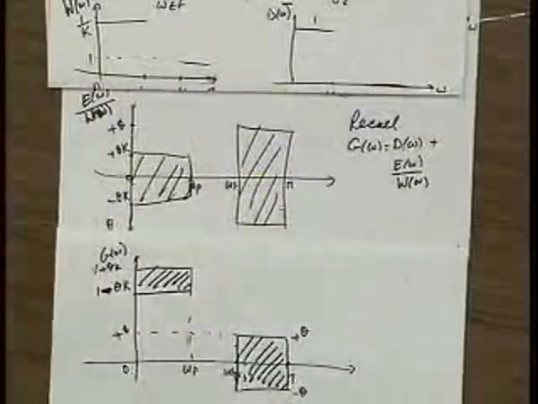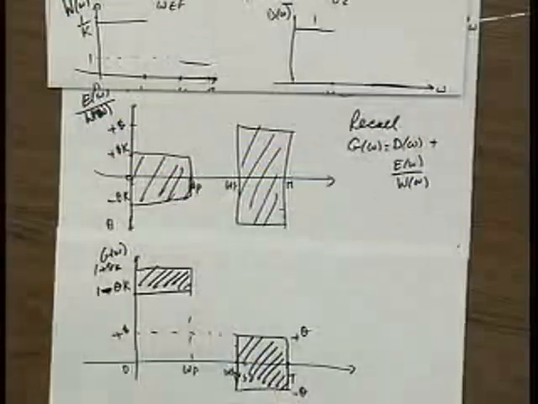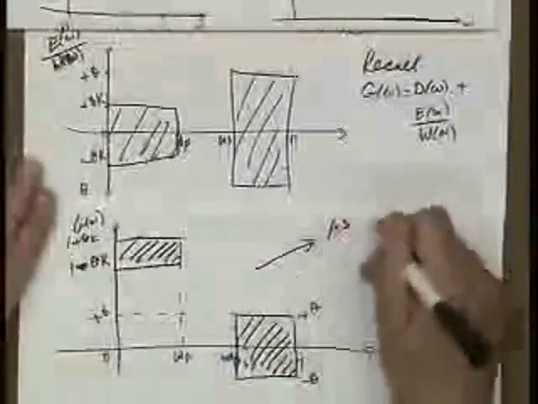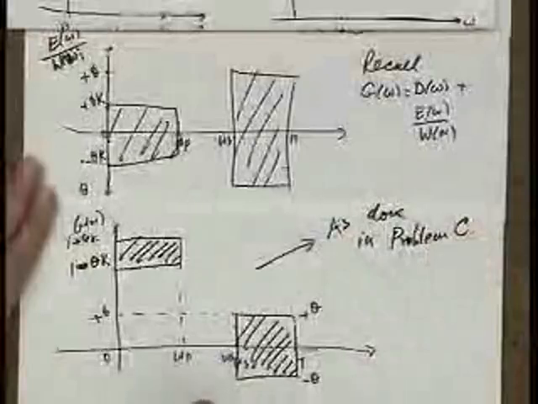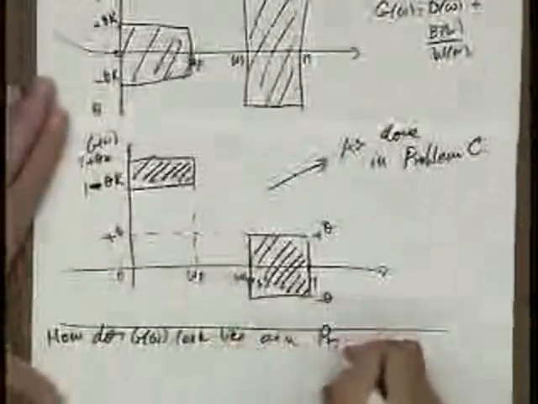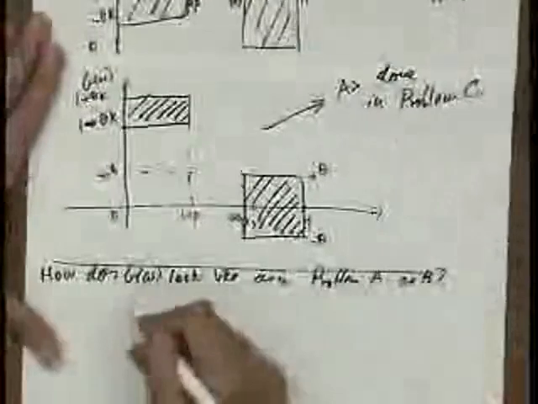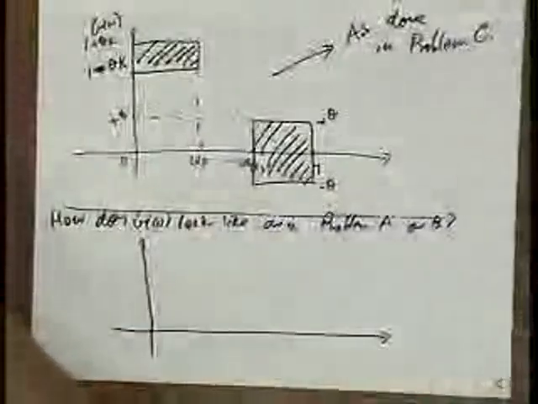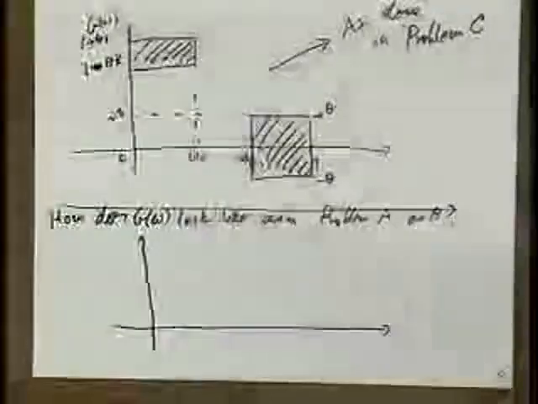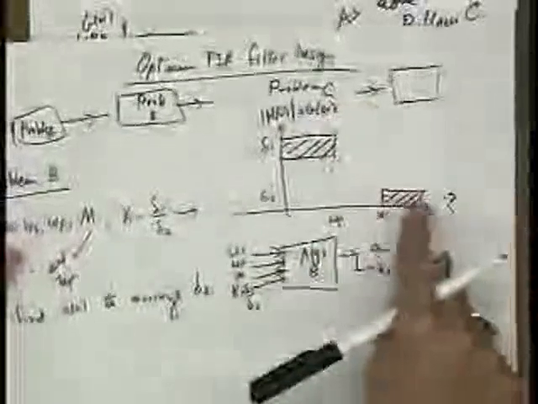And how did our G of omega from problem A or problem B look? So this is our G of omega as done in problem C, right? Now, the question I'm asking is, how does G of omega look as in problem A or problem B? It doesn't matter. The G of omega didn't change. If you go back to last time's lecture, the first thing that we plotted was this thing: magnitude of g of omega had a ripple amount of delta 1 here and delta 2 here. Or if you go back to the first page of today's lecture, this is magnitude of h of omega, which is the same as g of omega. It has ripple of delta 1 here and ripple of delta 2 here.